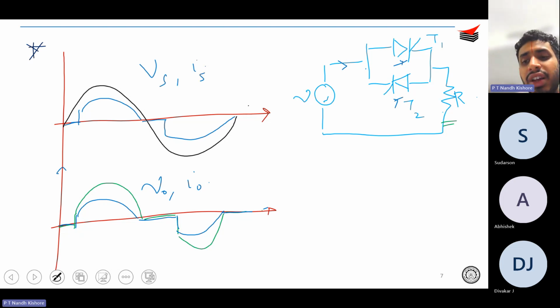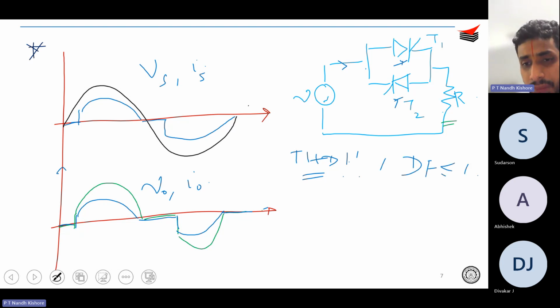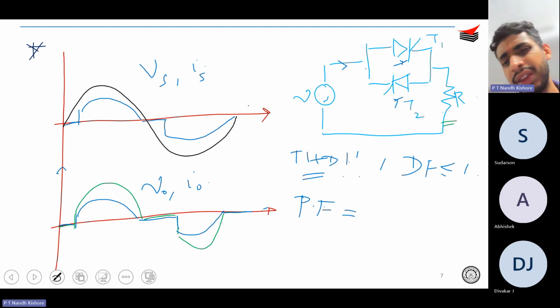So you understand that your input current is non-sinusoidal, correct? Which means that you are going to have a non-zero THD, and you're going to have some distortion factor which is less than 1, and a power factor as well. So what will be that power factor? Basically these components will tell you how non-sinusoidal the wave shape is, right? If it is 1, it means that it's perfectly sinusoidal.